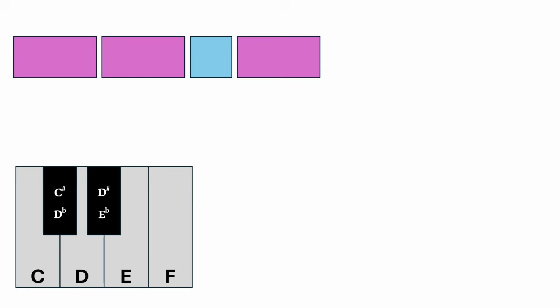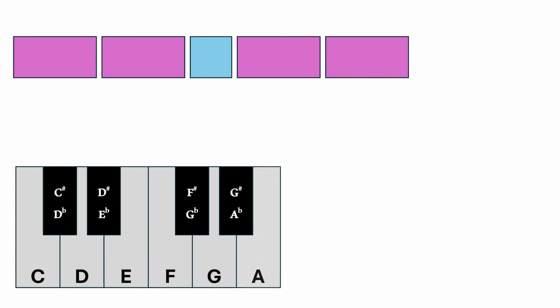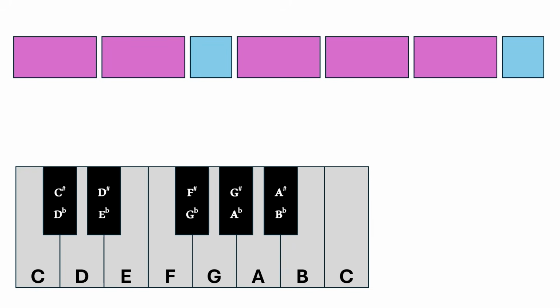We then move along by 2 notes, which brings us to the note of G. We do the same, which brings us to the note of A. We do the same again, which brings us to the note of B. And finally, we move along by 1 note, which brings us to the note of C. We have just created the scale of C major.